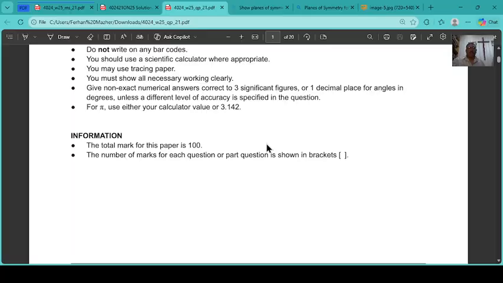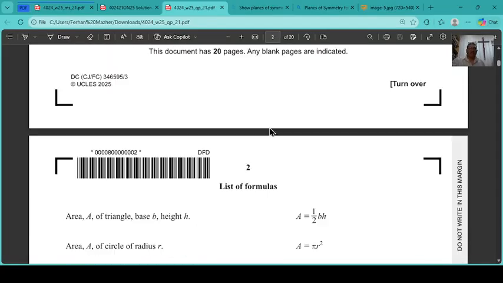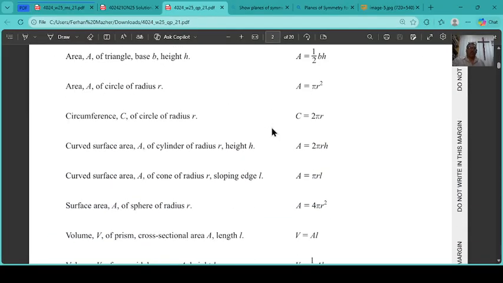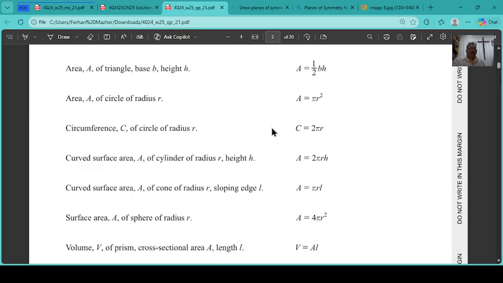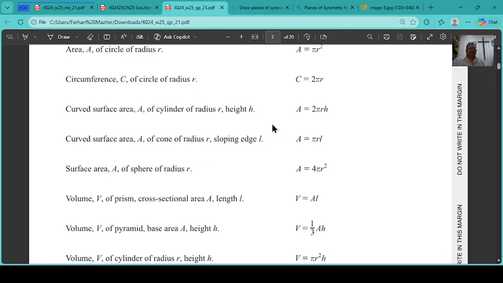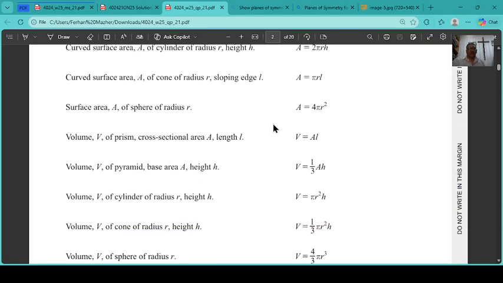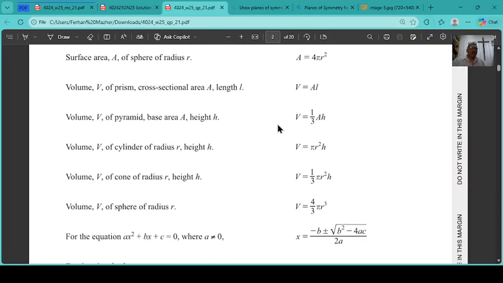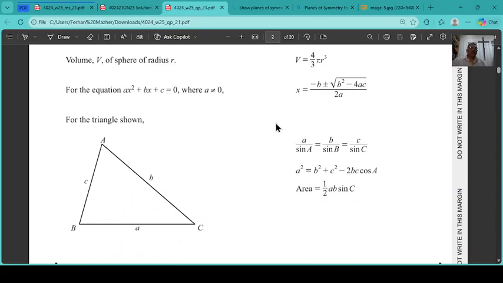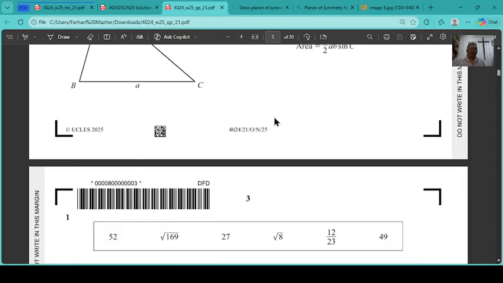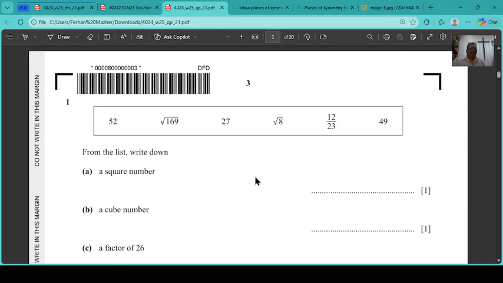A calculator is allowed in this paper. A formula sheet is accompanying this paper. You can see on your screen the formula sheet is showing up. You can have a look at this formula sheet. So let's go to Question 1 on your screen.